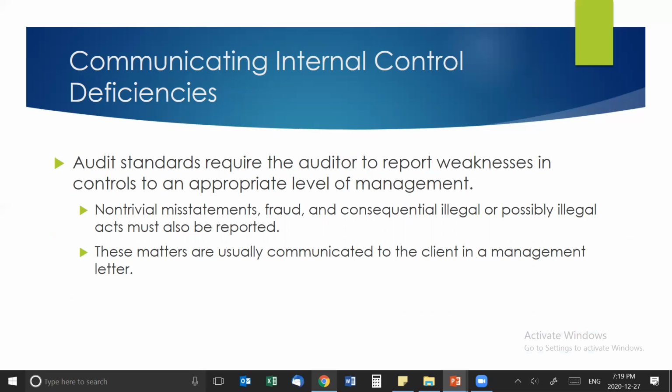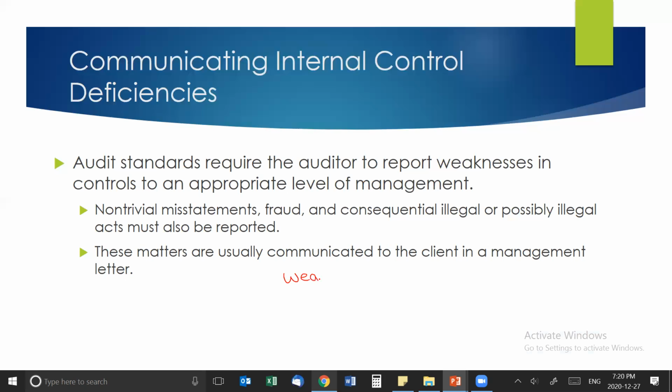Another responsibility of the auditor is that auditor standards require that the auditor report any weaknesses in their controls to those charged with governance. So when the auditor is gaining an understanding of the controls, and they find a whole bunch of weaknesses in the controls, it's the auditor's responsibility to provide documentation to management of all the weaknesses that they have. It's usually written in a management letter. Okay, so it's communicated to the client in what's called a management letter. So they're going to explain, these are the weaknesses we found.